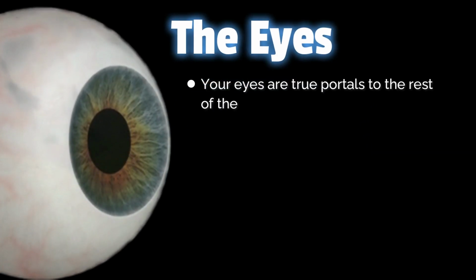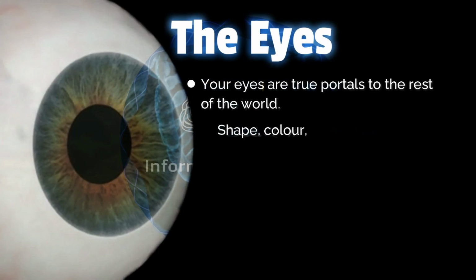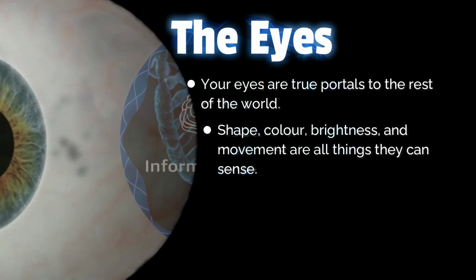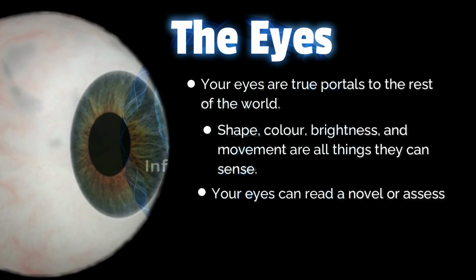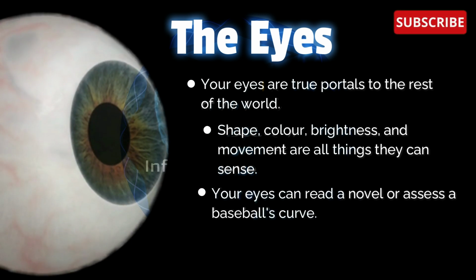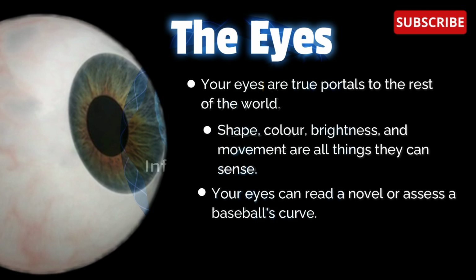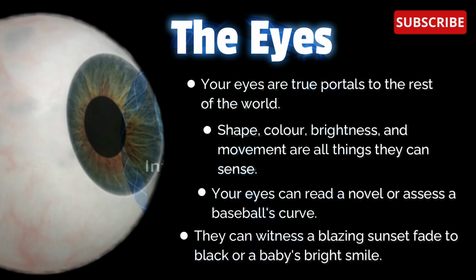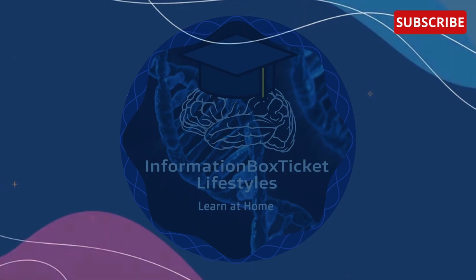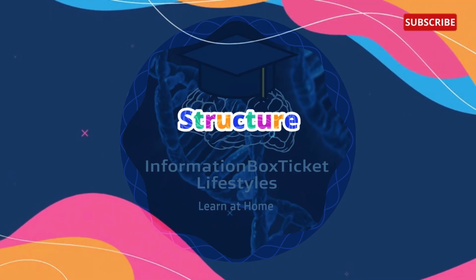Your eyes are the true portal to the rest of the world. Shape, color, brightness, and movement are all things they can sense. Your eyes can read a novel or assess a baseball's curve. They can witness a blazing sunset fade to black or a baby's bright smile. So let's learn about the structure of the eyes.